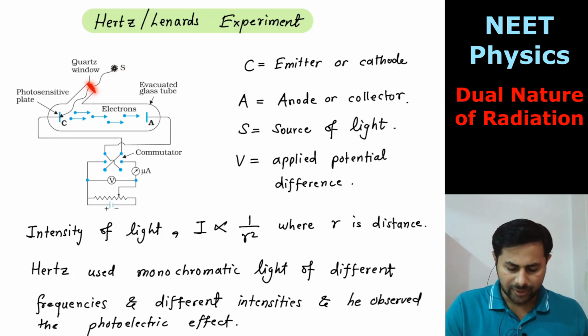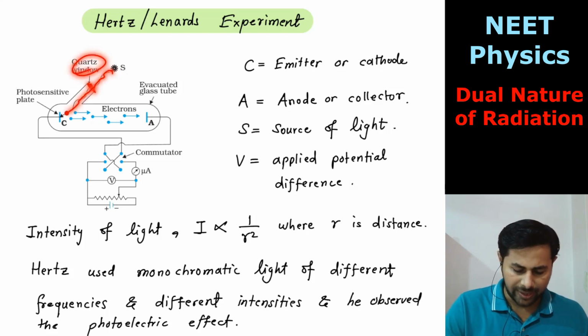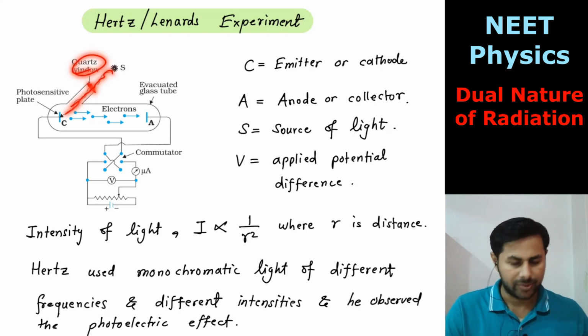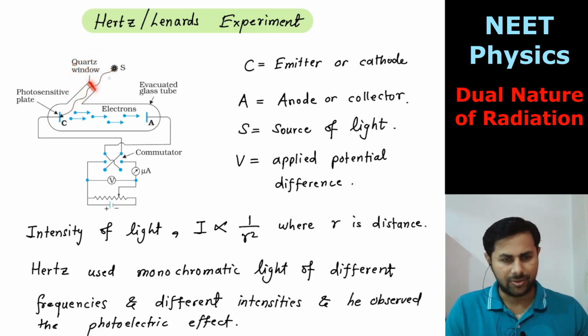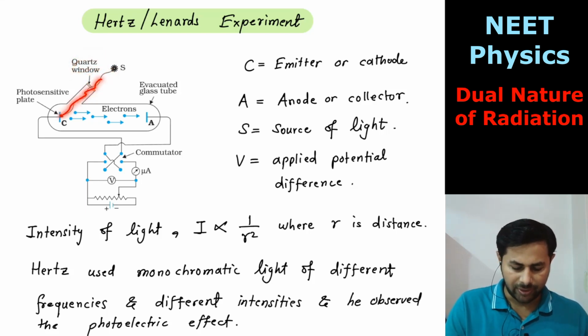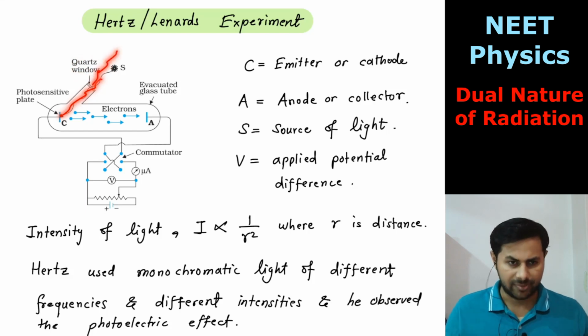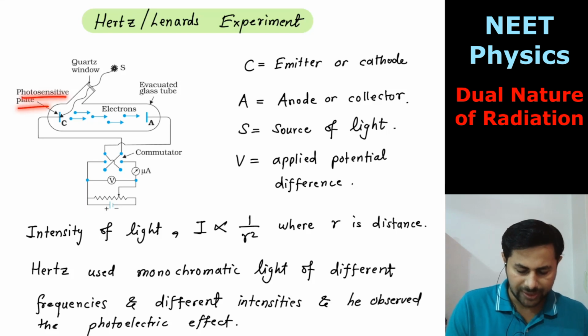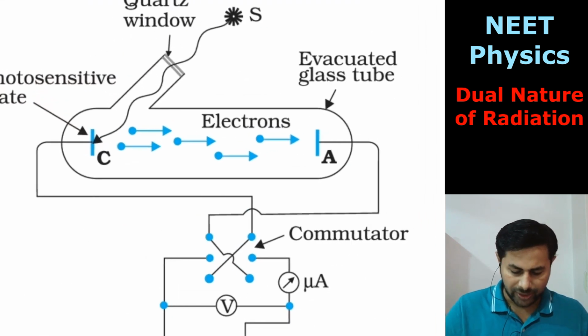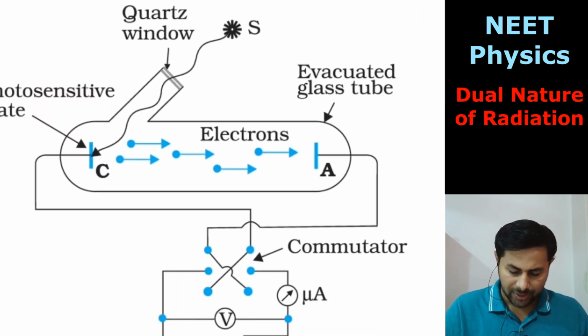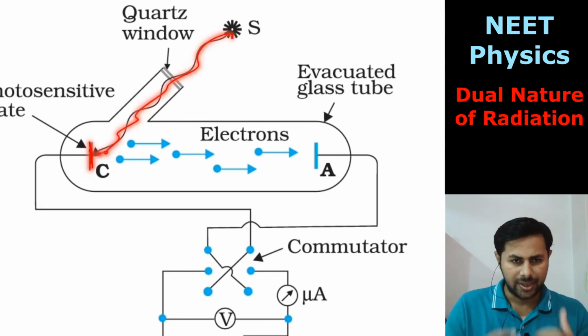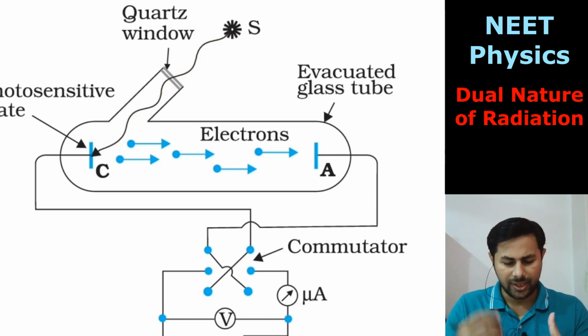Then there is a quartz window over here so that the light will enter this tube. There is also an anti-reflecting coating, so that the light will only enter and will not get reflected back. Then there is a photosensitive metal plate. So what is that photosensitive metal plate? Here the light will strike on this metal plate. It's photosensitive, which means when light strikes, the electrons will come out.